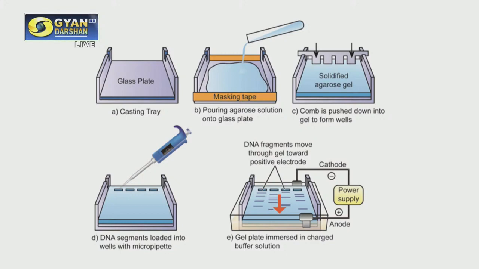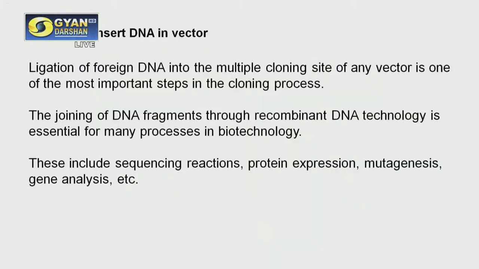So we now move to the next experiment, that is ligation of insert DNA in the vector, the second experiment for today's discussion. What is meant by ligation? Ligation means joining. Now once that you have digested the plasmid DNA and once you have digested the foreign DNA fragment also, you need to join them. And for that joining, you need one enzyme which is called DNA ligase. Now, again, this is an enzyme.